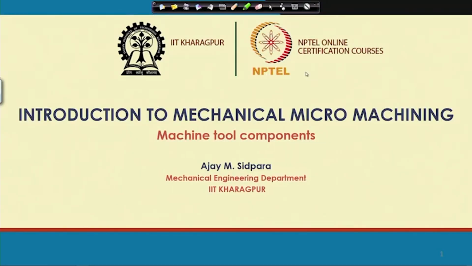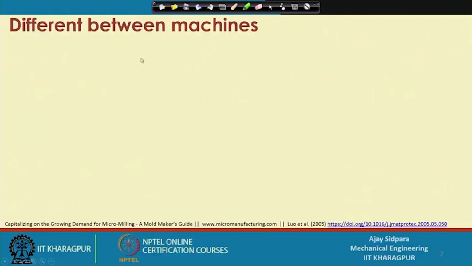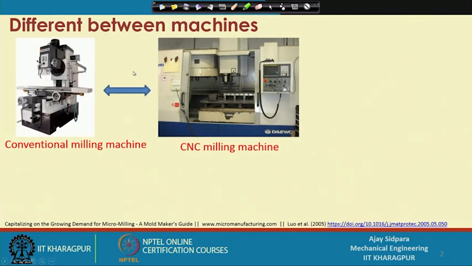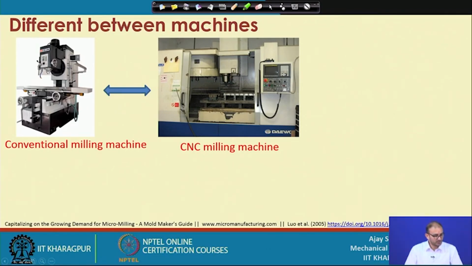So, let us go through this particular topic and let us understand how different components are important for making a good component. So, first let us go through the things, that how the machines have evolved from a conventional machine to the very high precision machine. So, if you see this first machine, that is a conventional milling machine, we all know, and this is the CNC milling machine, and many times we can call it a machining center also. So, now how are these two machines different from each other.